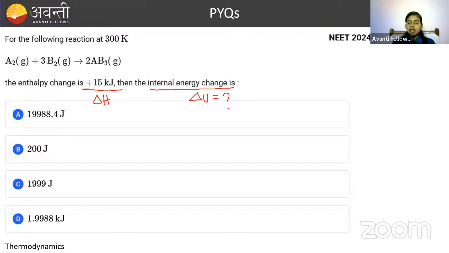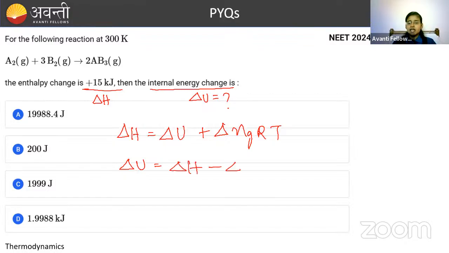So again, if you find some question with delta H and delta U, you have to use this relation. Delta H is equal to delta U plus delta Ng RT. Since we are asked to find out delta U, let me rearrange this. So it will be delta H minus delta Ng RT. Delta H is 15 kilojoule, and kilojoule means 10 to the power 3. So it will be 15,000 minus delta Ng RT.